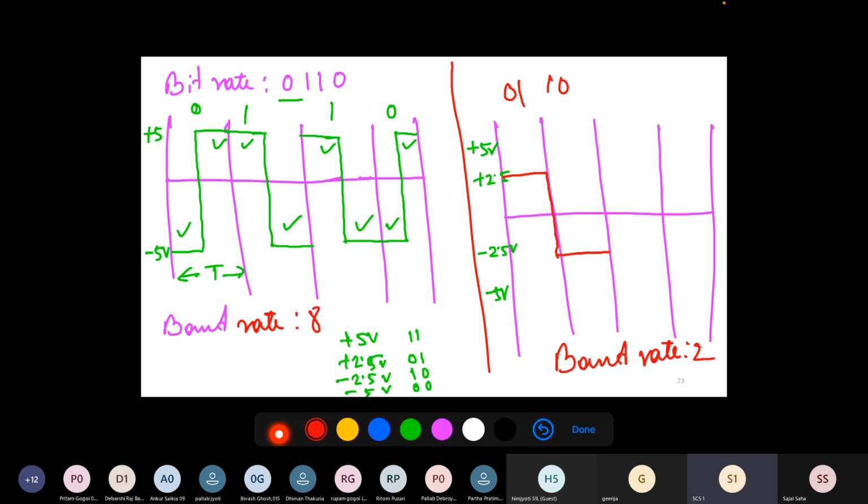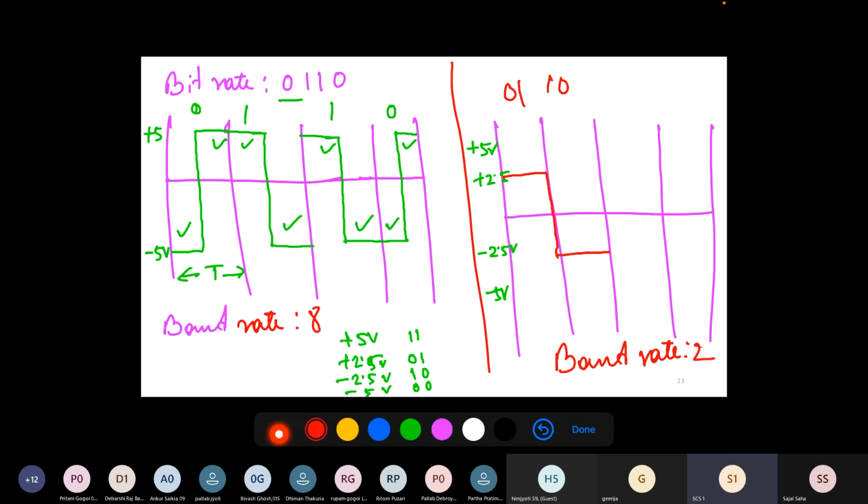Now within one signal, if I can carry multiple bits, in that case my transmission will be much faster. Even in your 4G, 3G or Wi-Fi broadband network, your baud rate is much lower than your bit rate, because your single signal level is carrying multiple bits. Here, to carry 2 bits by one signal, we are taking 4 voltage levels.